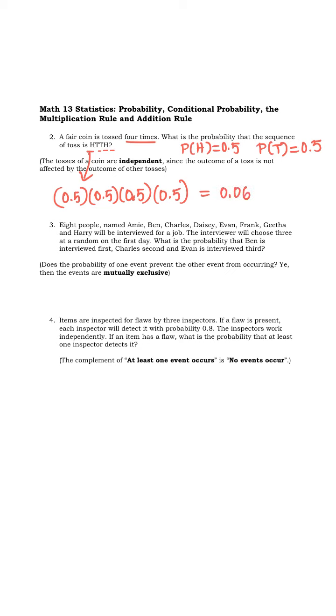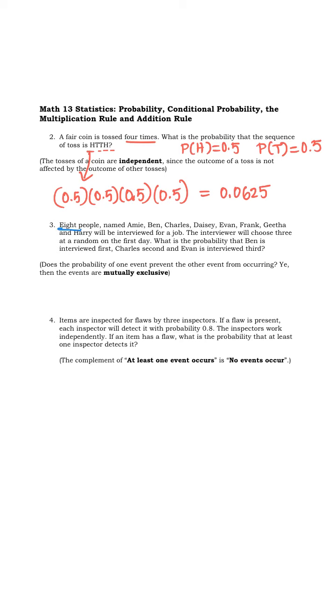In this example, a fair coin is tossed 4 times. What is the probability that the sequence of toss is head, tail, tail, head? So probability of getting a head is 0.5. Probability of getting a tail is also 0.5. So first toss is a head, so 0.5. Second toss is a tail, so 0.5. Third toss a tail, so probability is 0.5. And fourth toss is also 0.5 because the tosses of the coin are independent. Now multiply all these together, you'll get the probability.